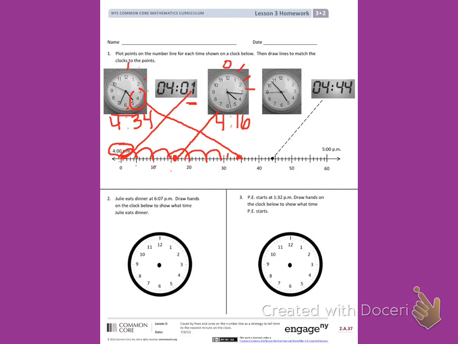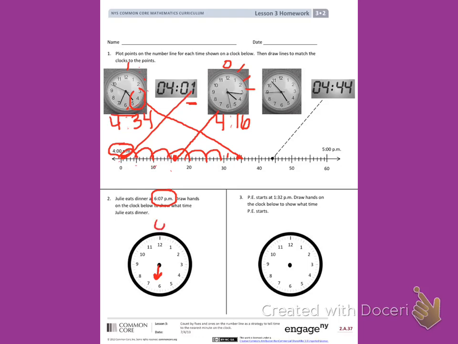Now, let's look at problem number 2. It says, Julie eats dinner at 6:07 p.m. Draw hands on the clock below to show what time Julie eats dinner. I'm going to circle that time so I won't forget it. It's 6:07. I know that 6 is the hour. So I'm going to use my shorthand to put it close to the 6 to show that it's 6 o'clock. And then it says 07 is the minutes.